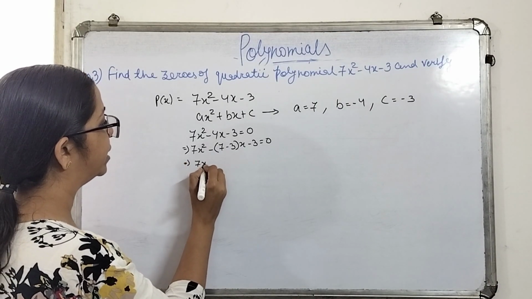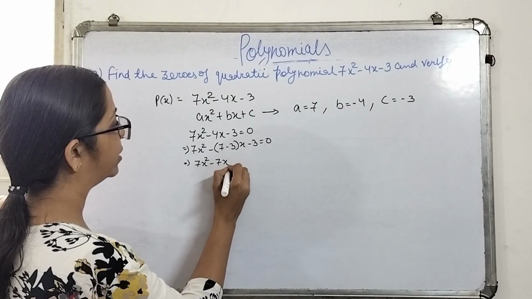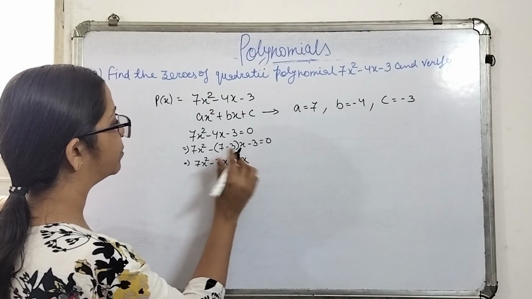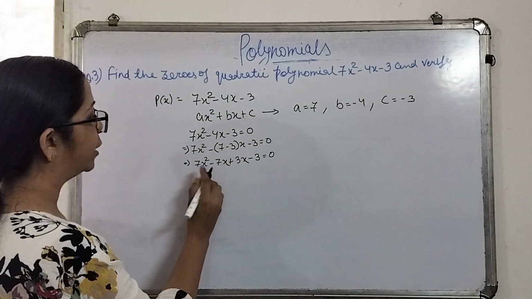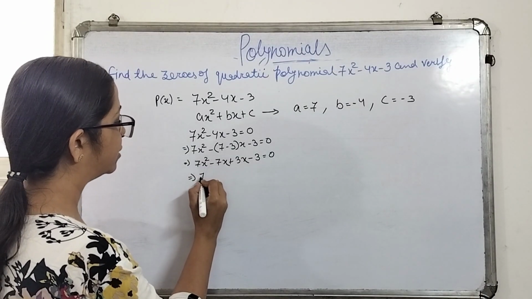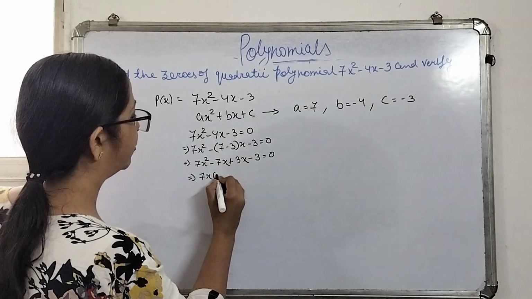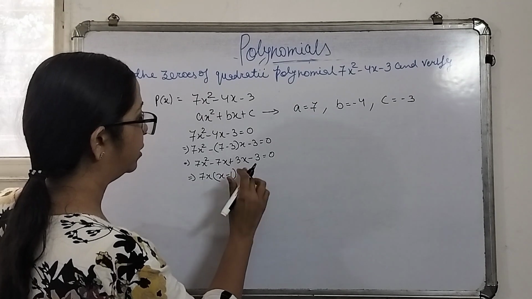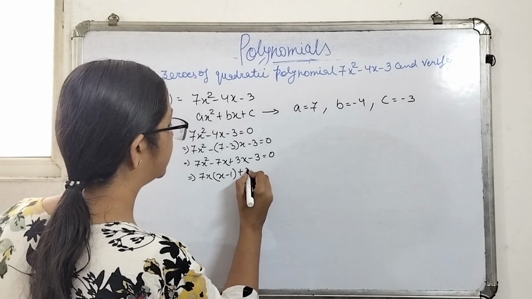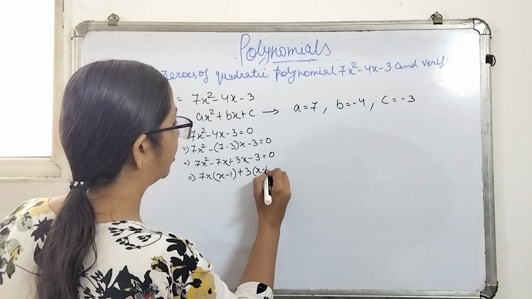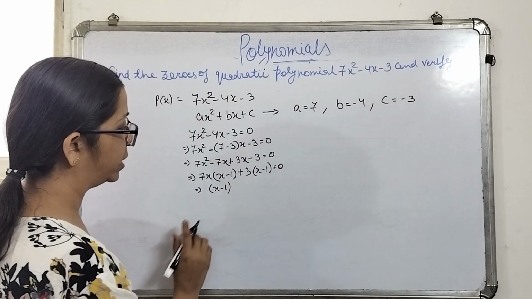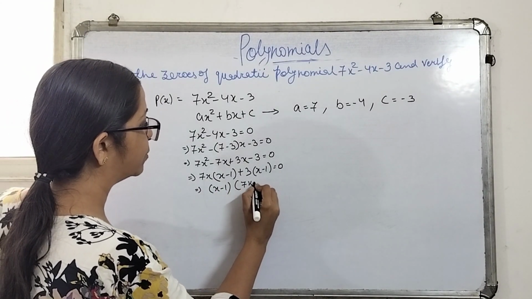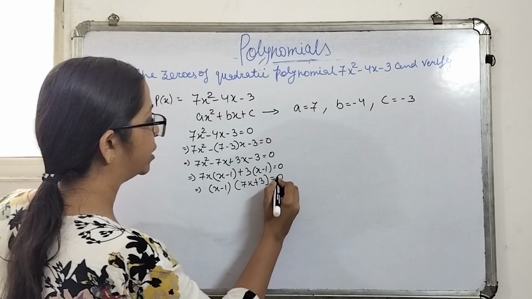So 7x square minus 7x plus 3x minus 3, this minus is multiplied by both of them. Now from the first two terms, 7x can be taken common. The remaining will be x minus 1. From the last two terms, plus 3 can be taken common. It will be x minus 1. So x minus 1 is common again. It will be x minus 1 times 7x plus 3, which is equivalent to 0.